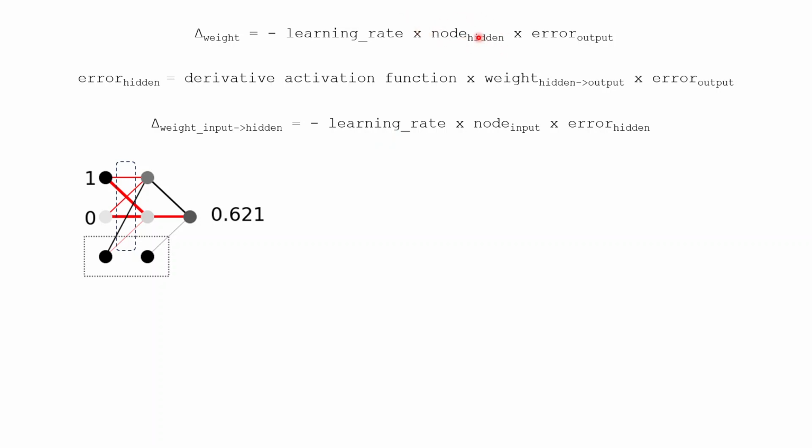Although there it was for the hidden node, now it's for the input node. There it was for the error of the output, now it's for the error of the hidden node. So basically, I'm not going to explain this because we can just apply the same rule.